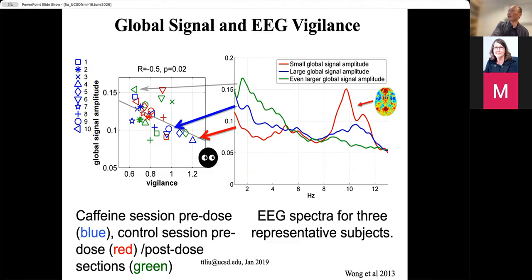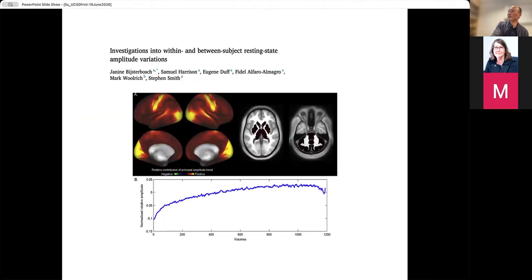If you take subjects midway between, then you get slightly larger global signal amplitude. And if you take someone who's quite sleepy, with lots of delta and theta power, then you see that the default mode network map is not as well structured, and this person actually has a lot of global signal amplitude. And if you know that that's the mechanism, you start seeing this everywhere you look.